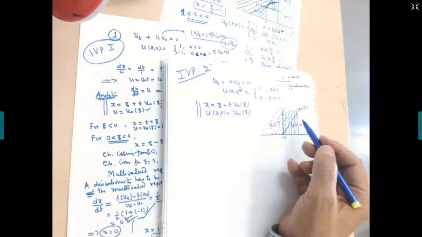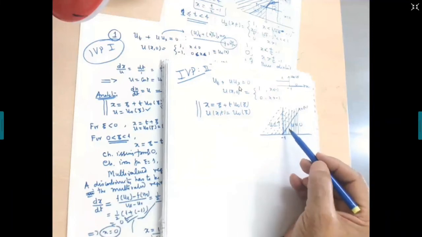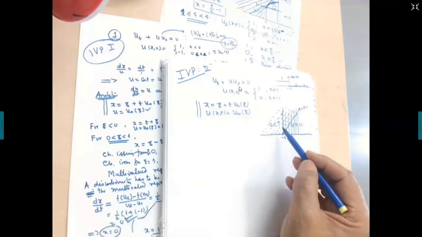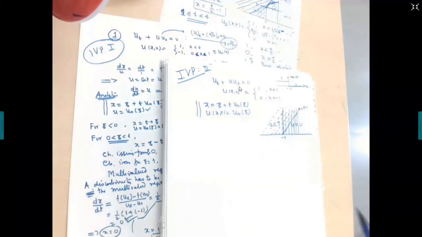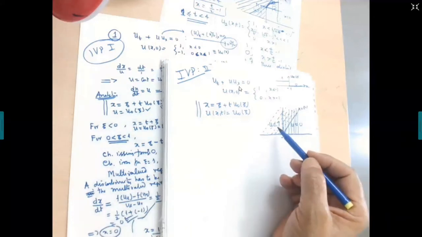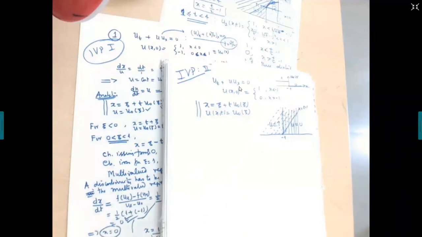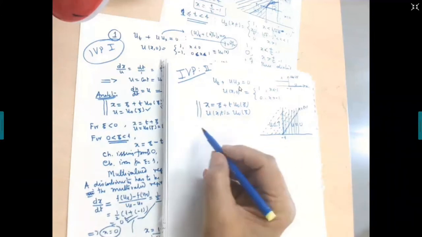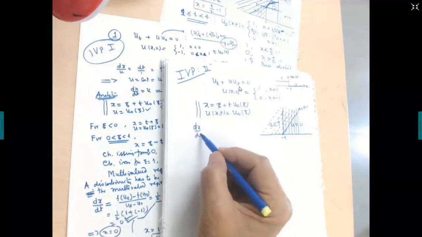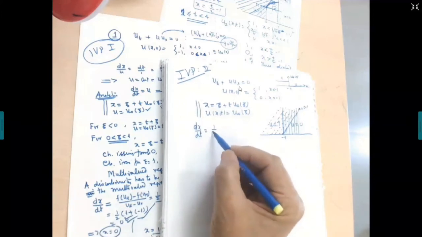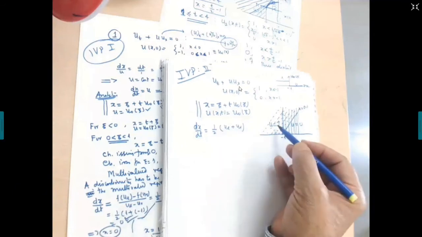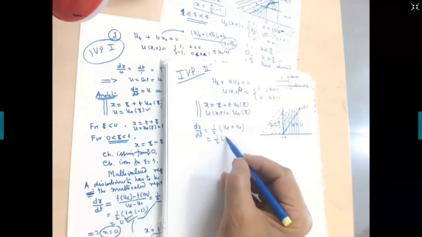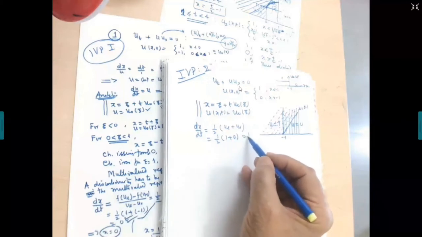So now what is the next step? First of all, the characteristics intersect. You can see here the left is greater than the right, so I can introduce a discontinuity which satisfies Lax's condition. Is that right? So what is the discontinuity in this case? dx/dt will be half of ul plus ur. ul is 1 and ur is 0, that is half.